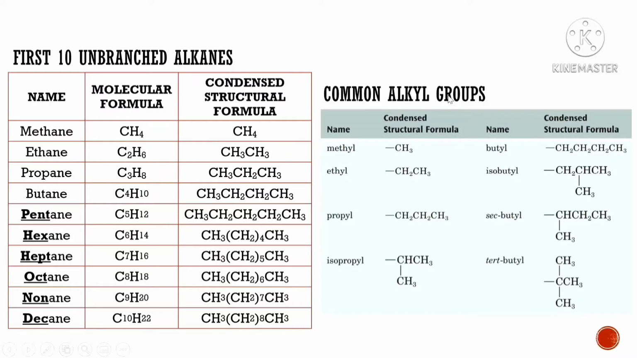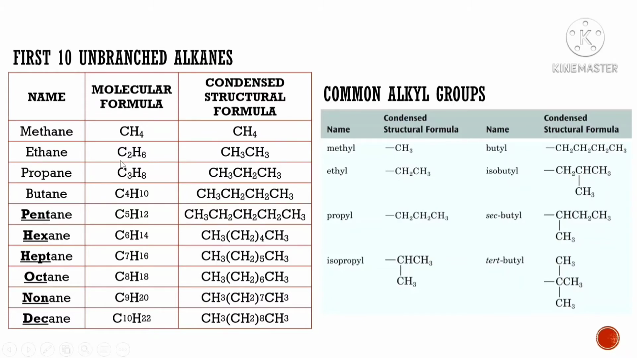So here we have the table of the most common alkyl groups. For example, a 1-carbon alkane is called methane with a molecular formula of CH4. So an alkyl group with 1 carbon atom is called methyl, represented by CH3.